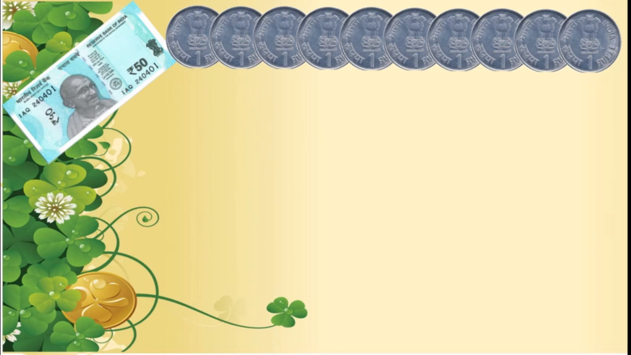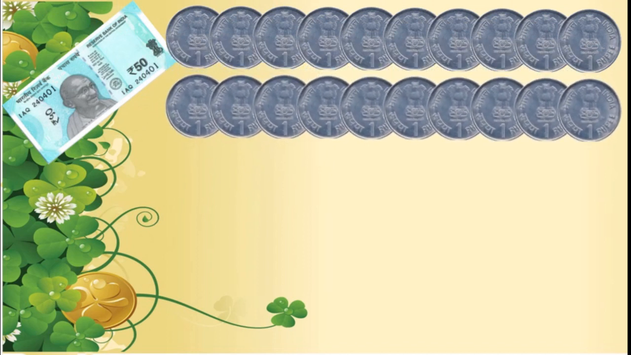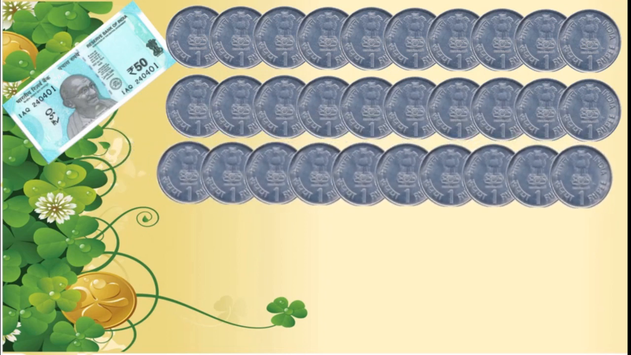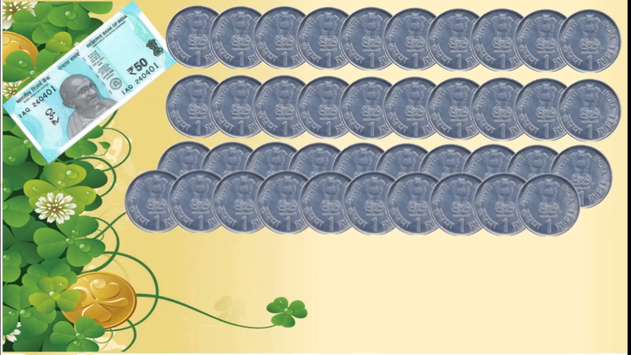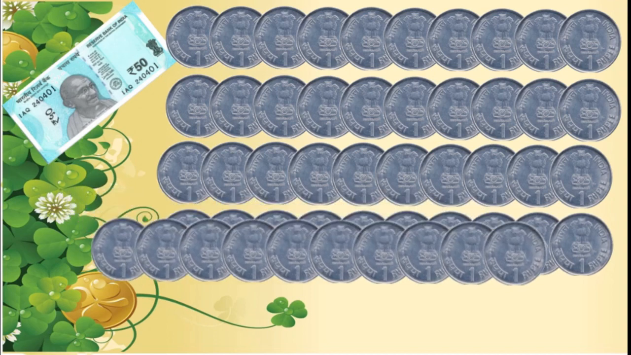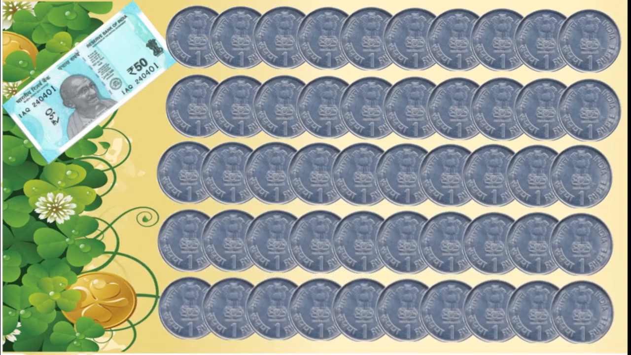See, this is 10 rupees and again 10 I will keep here. That became 20. Correct? 20 rupees. Again 10. That became 30 rupees. Again 10. That became 40 rupees. Again 10. That became 50 rupees. Means in exchange of 50 rupees note, I will get 50 coins of 1 rupee, isn't it? Or denomination of 1 rupee, I will get 50 coins, isn't it? Okay.